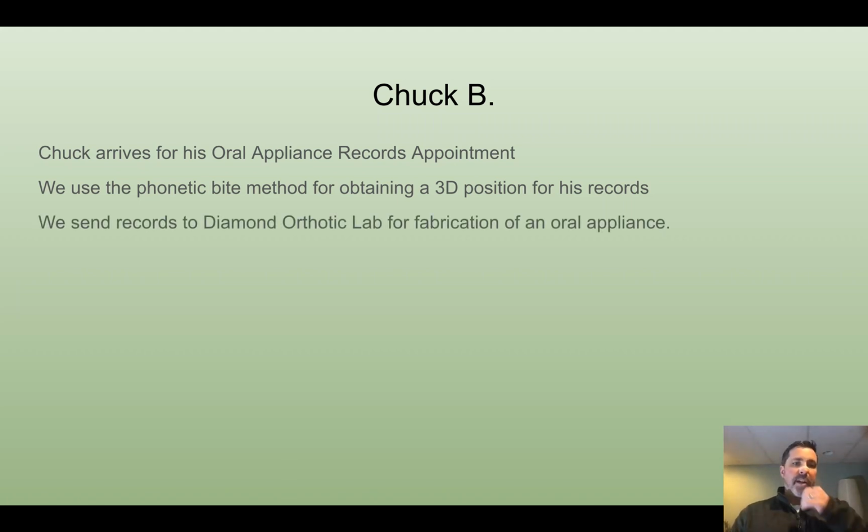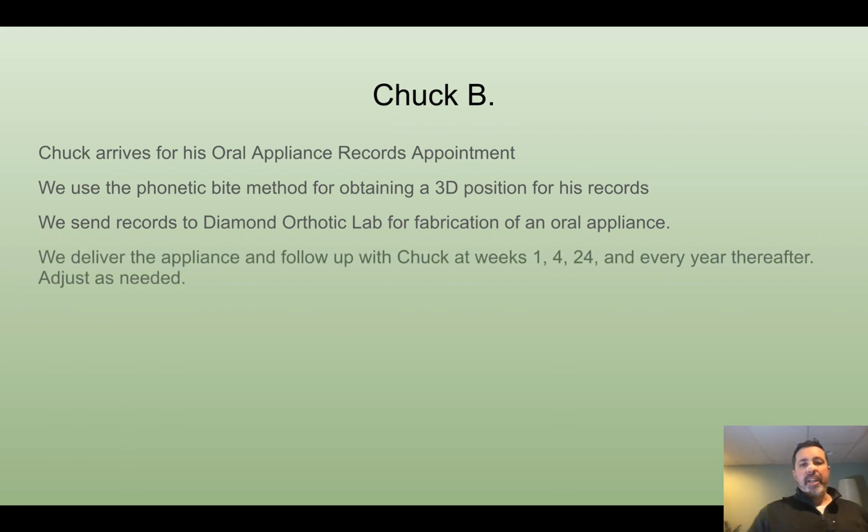We then sent the records to Diamond Orthodontic Lab for fabrication of an oral appliance. We deliver the appliance and follow up with Chuck at weeks 1, 4, and 24, and we see him for the purposes of his appliance every year thereafter, and we adjust as needed. We haven't needed to do any adjusting. Chuck didn't notice an improvement in his quality of life at week 1. It was really around week 4, maybe week 3, where he started to notice.